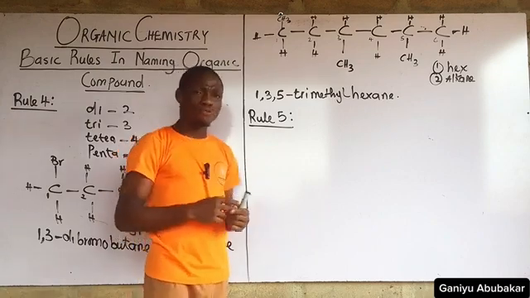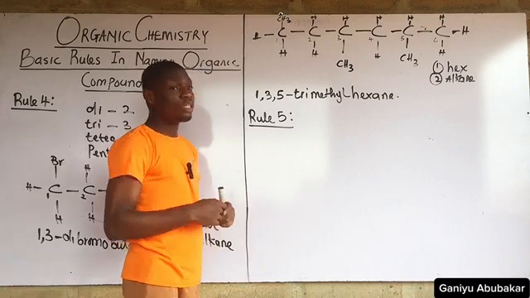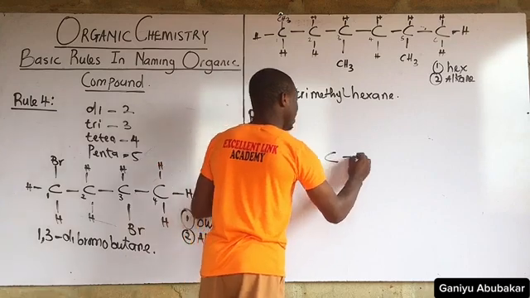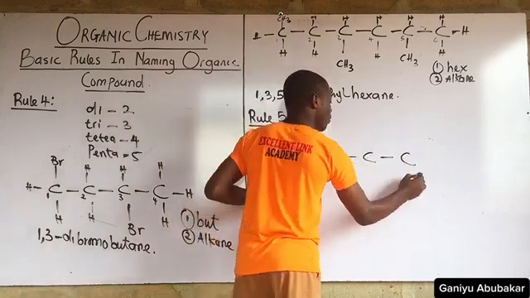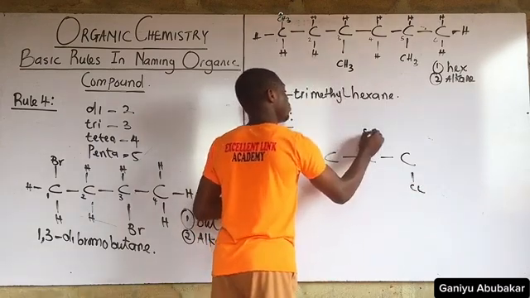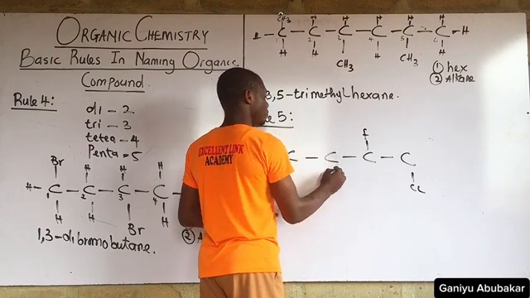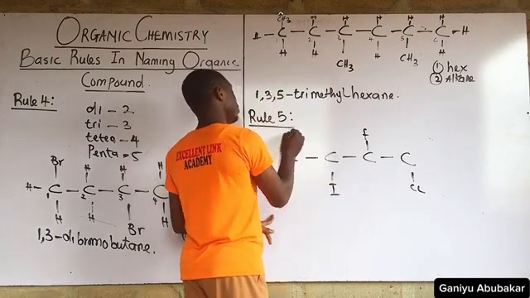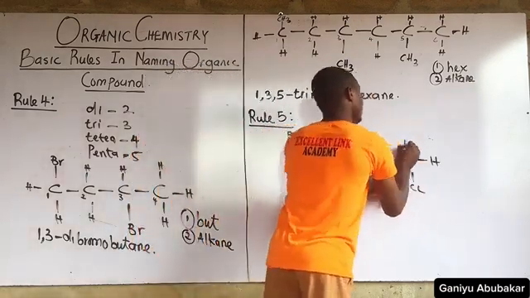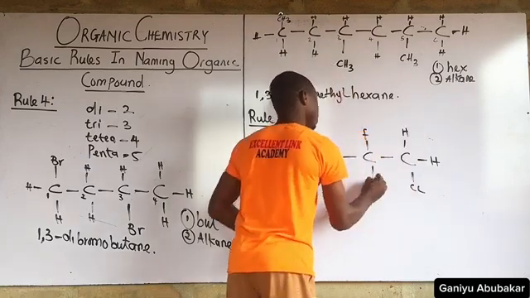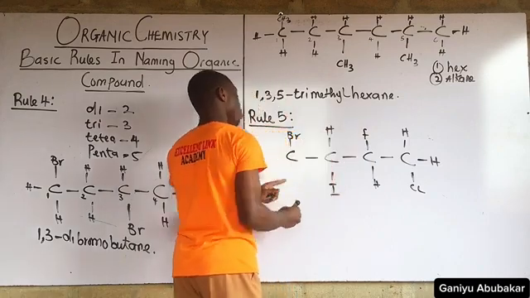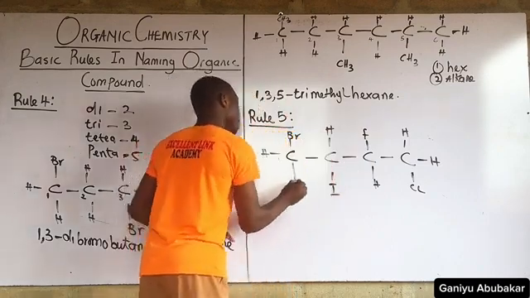So let's take an example to further explain rule 5, the 5th rule that governs the naming of organic chemistry. Let's say I have a compound such as this. Let's say I have chlorine here, fluorine, let's say I have iodine, let's say I have bromine here. So let's balance this up. 1 2 3 4, 1 2 3 4, 1 2 3 4, 1 2 3 4.